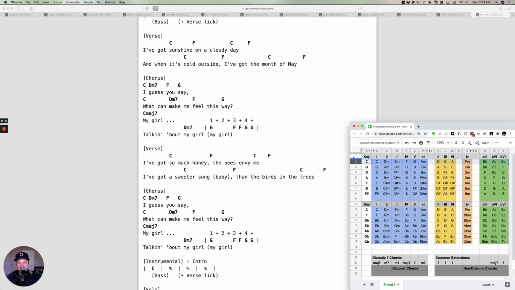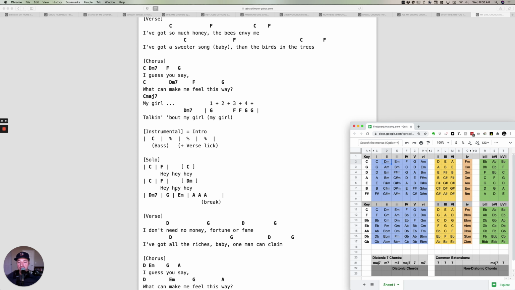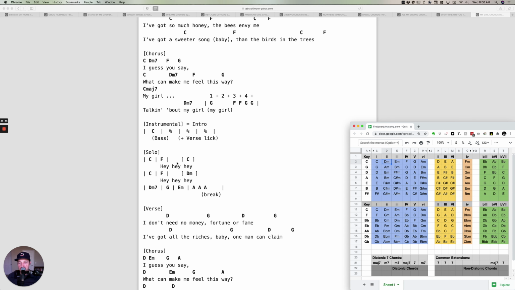That makes perfect sense. C major 7 when you get to the chorus. We expect the 1 chord to be a major 7. Okay, that tracks. We expect the 2 chord to be a minor 7, so D minor 7. Okay, that's great. Let's go over here to what they've labeled the solo, which is kind of like the bridge section. We play this riff again.